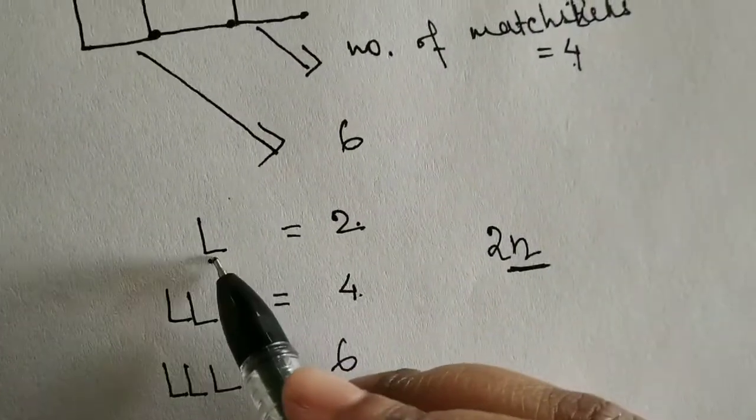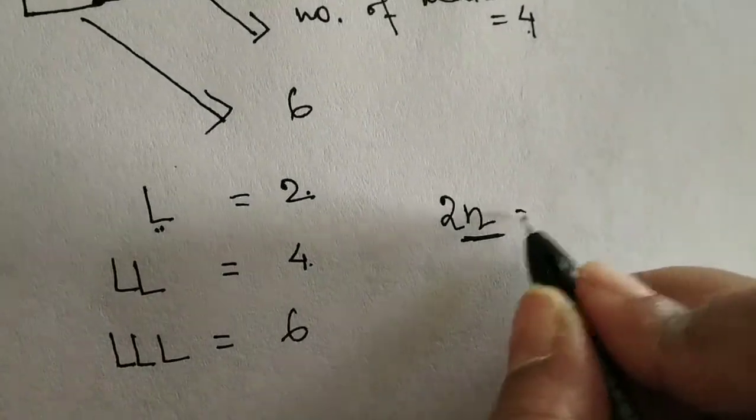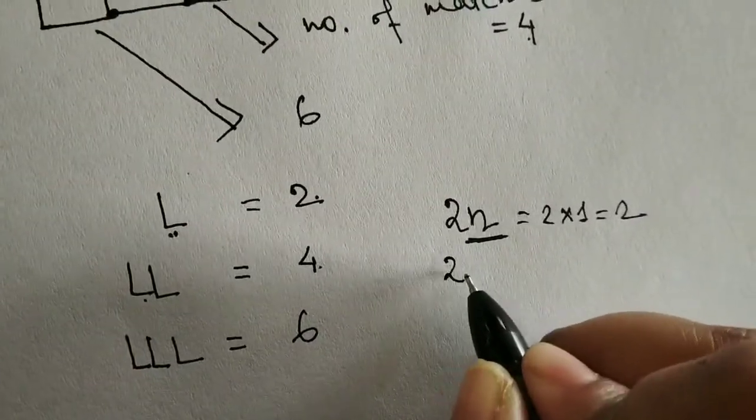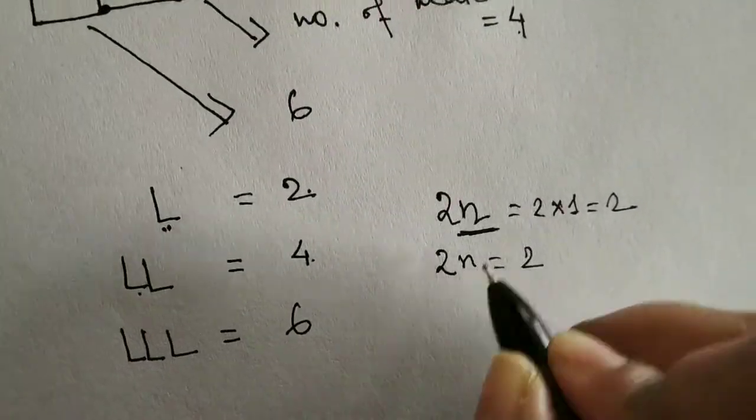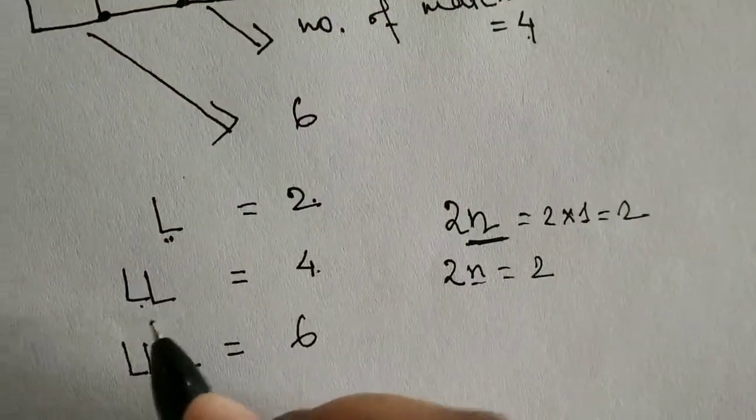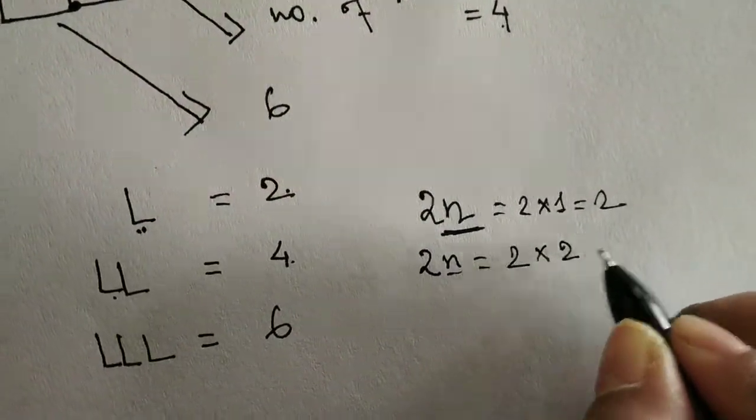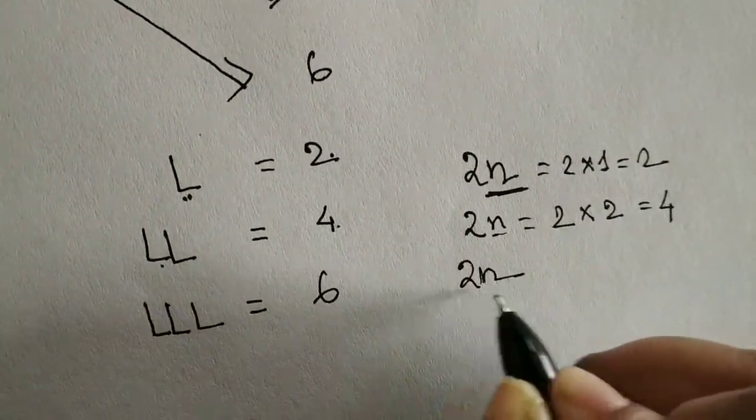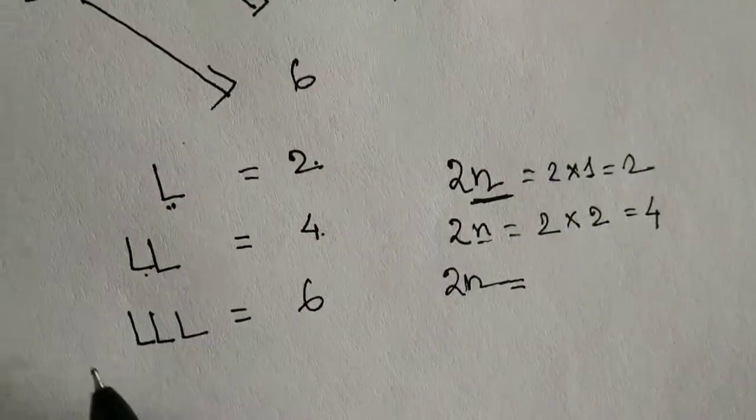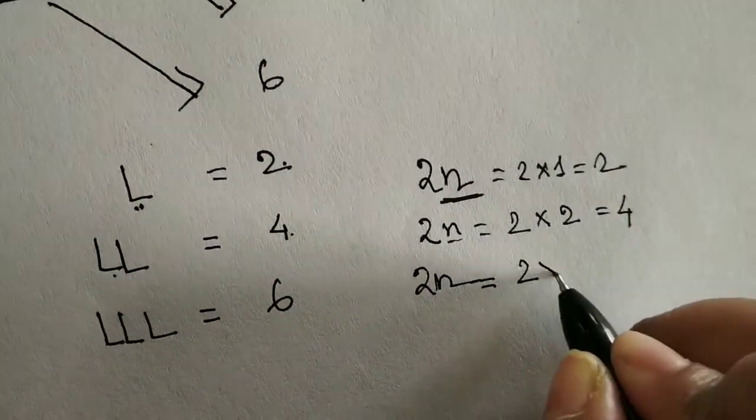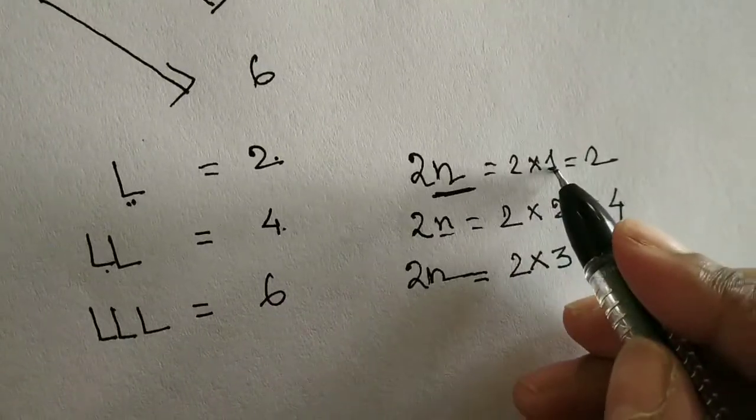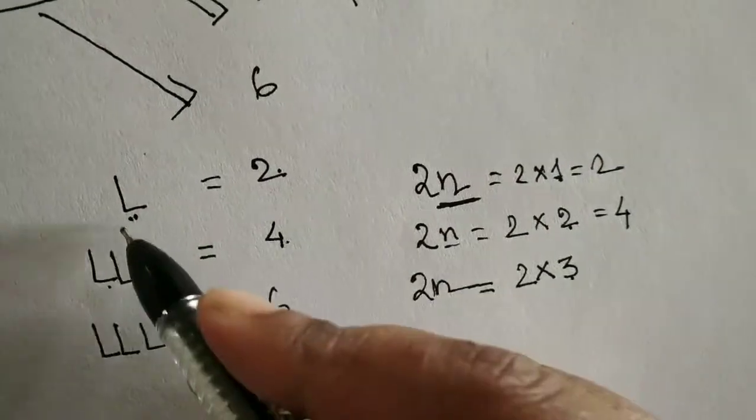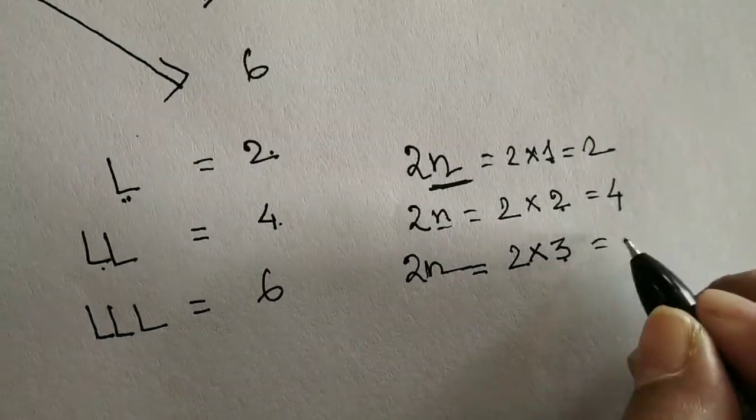Suppose here 1L was there, so 2 into 1, 2. Now here 2L was there, so 2n. So in place of n, we'll put the number of L's. So here number of L's are 2. So 2 2's are 4. Now again the same formula, 2n, and here number of L's are 3. So here 2 into 3. So here this is n. Here n is equal to 1, here n is equal to 2, here n is equal to 3 according to the number of L. So here all total 6.